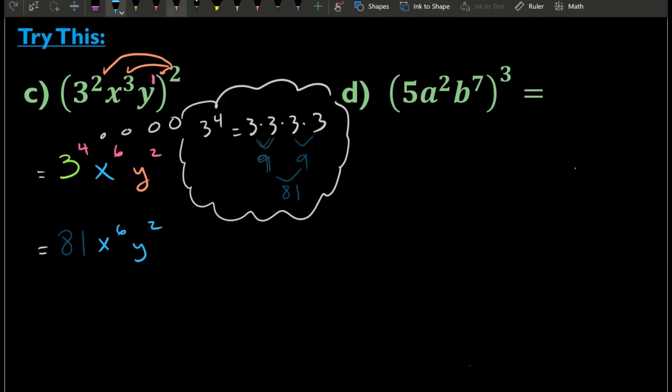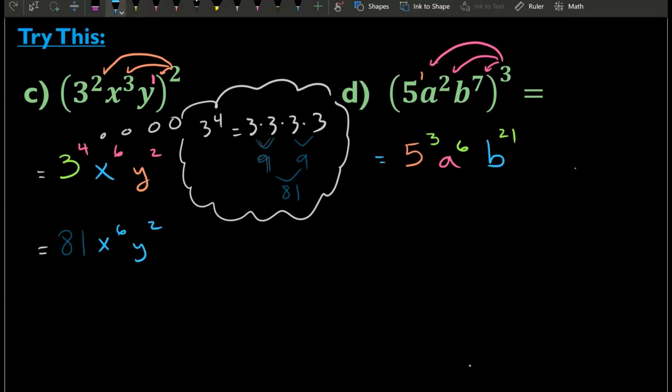Okay, we're going to do the same for problem D. So 5 to the 1st power, all we have to do is distribute 3 into the parentheses: 3 times 1, 3 times 2, and 3 times 7. That will give you 5 to the 3rd power, a to the 6th power, because 2 times 3 is 6, and b raised to the 7 times 3, which is 21.